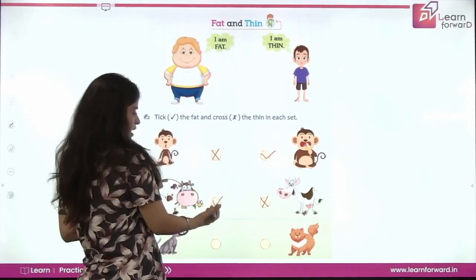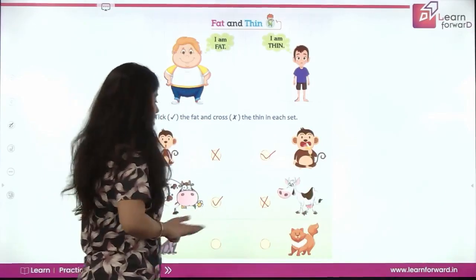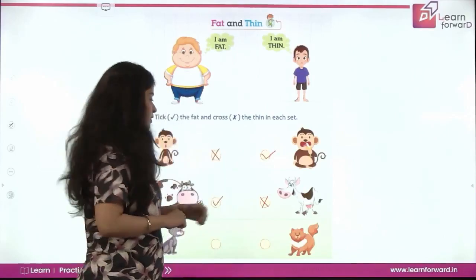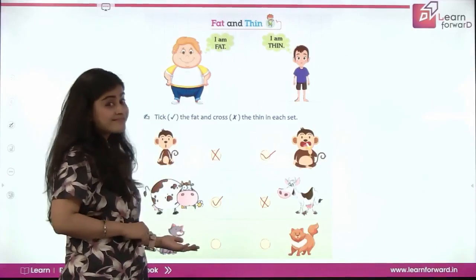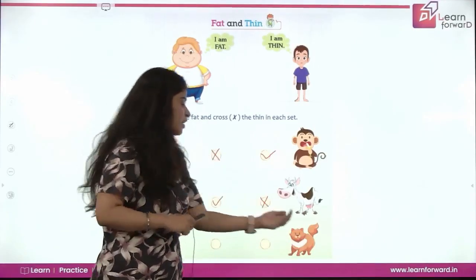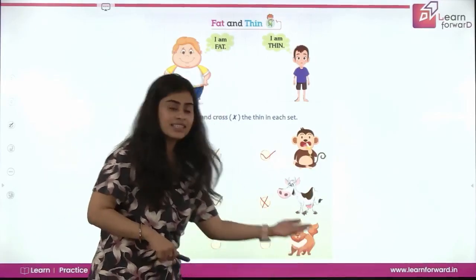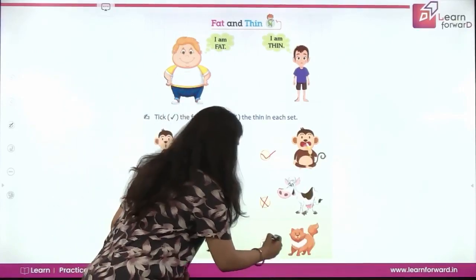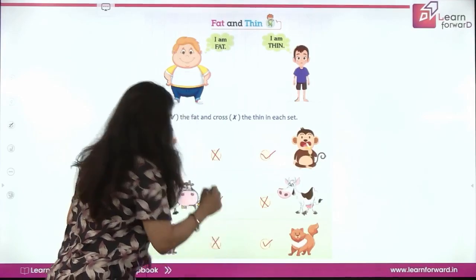Fat, thin. Now next one: there are two cats. Cat 1 and cat 2. This cat is thin and this cat is fat. A fatty cat, a thin cat. Now we will put a tick mark on the fatty one and a cross on the thin cat, like this.